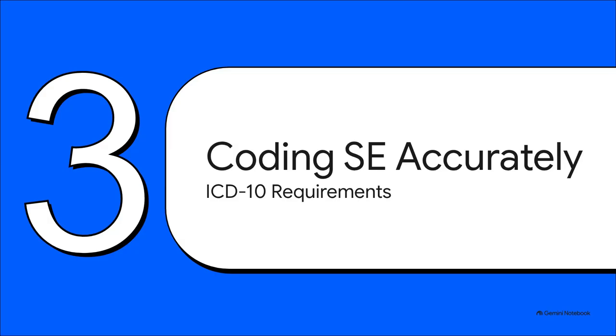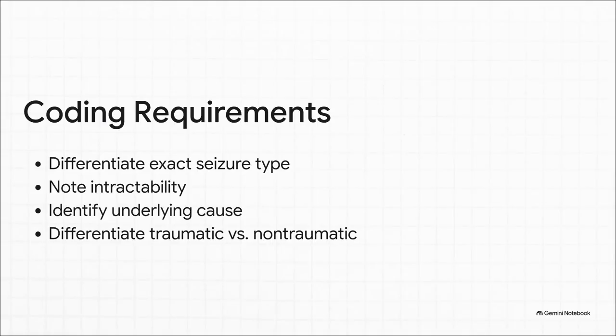Okay, part 3, coding status epilepticus accurately. Now, on the administrative side, your coding essentially has to mirror the exact precision of that clinical protocol. When you're looking at status epilepticus, you absolutely cannot just code seizure. No way. You are required to explicitly document the exact seizure type. You've got to note its intractability, meaning, hey, was it actually responding to those Tier 1 and Tier 2 drugs we just talked about? You also need to pinpoint the underlying cause and clearly differentiate whether it's traumatic or non-traumatic. Literally, every single detail matters for compliance.